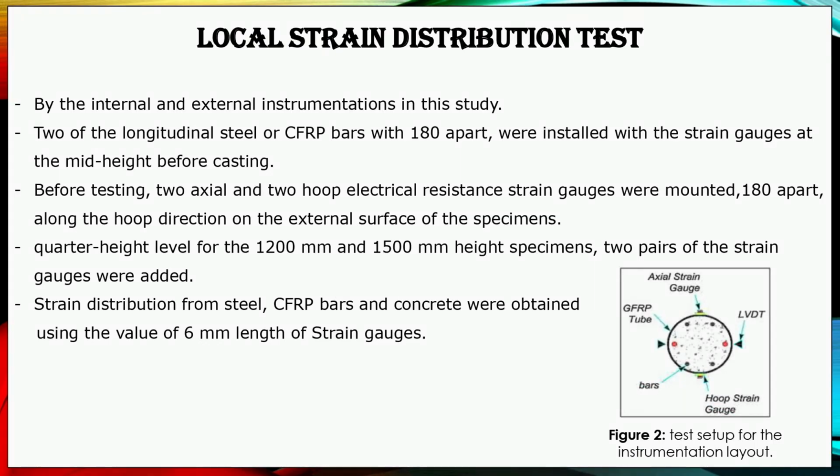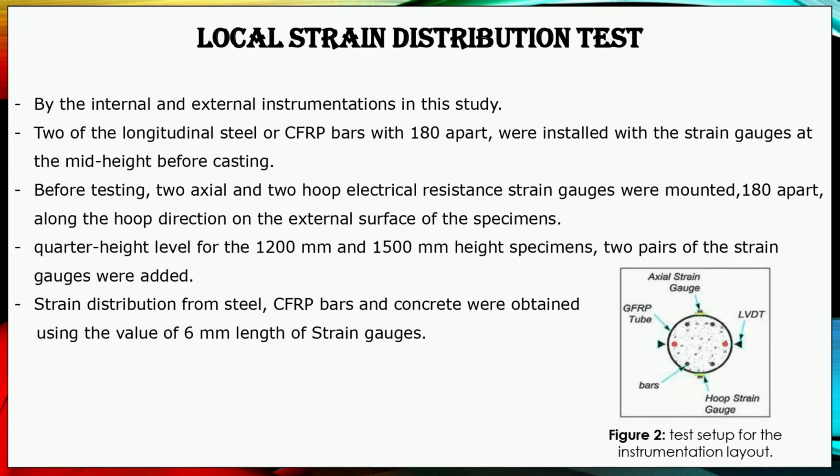Okay, we proceed with the instrumentation and test setup for steel and CFRP bars reinforced CFFT column. The first test is local strain distribution test. The local strain distribution of the specimen was captured by the internal and external instrumentation in this study. Two of the longitudinal steel or CFRP bars, 180 degrees apart, were installed with the strain gauges at the mid-height before casting. Before testing, two axial and two hoop electrical resistant strain gauges were mounted 180 degrees apart along the hoop direction on the external surface of the specimens.